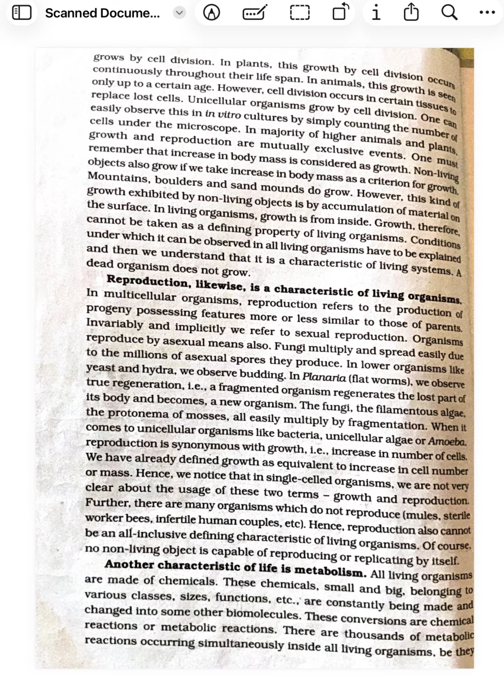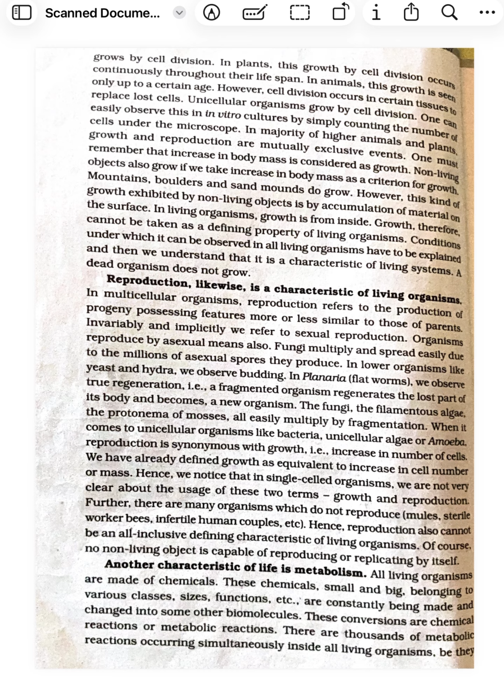Here the examples are mentioned. The fungi will show fragmentation. Filamentous algae and mosses, the bryophytes, whose protonema, the initial stage of mosses, can also multiply by fragmentation. When it comes to unicellular organisms like bacteria, unicellular algae or amoeba, reproduction is synonymous with growth. That is what I mentioned before. Reproduction is synonymous with growth. So if growth happens, it directly implies that reproduction is happening as well.